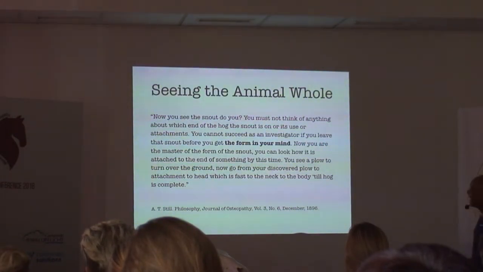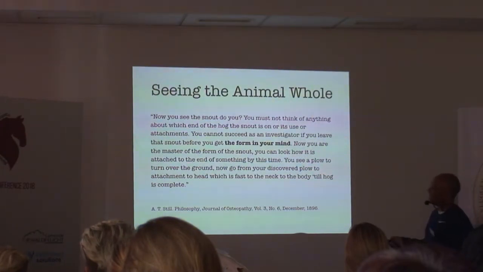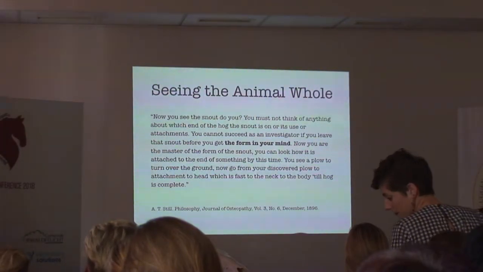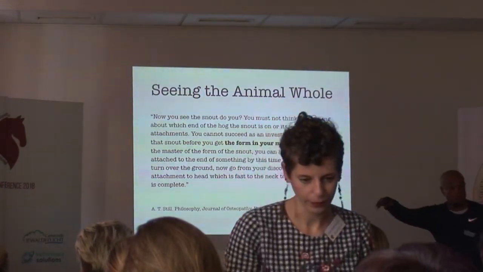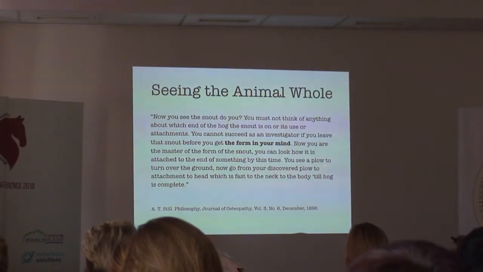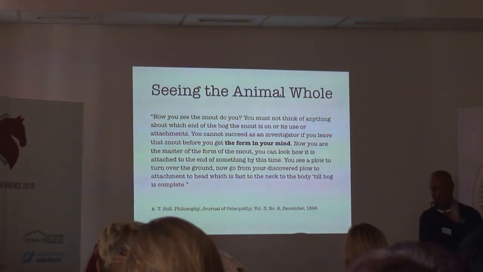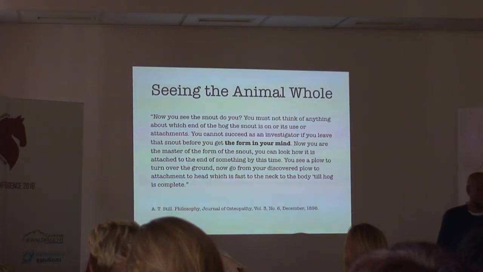You can look at how it is, not what it is attached to the end of something by this time, i.e. look at the snout as a reflection of the whole animal. You see a plow, to turn the ground. Now go from your discovered plow to attachment to head, which is fast to the neck, as I said, fast means attached to the neck, to the body, till the hog is complete. He's seen the whole hog through the nose, to its snout.